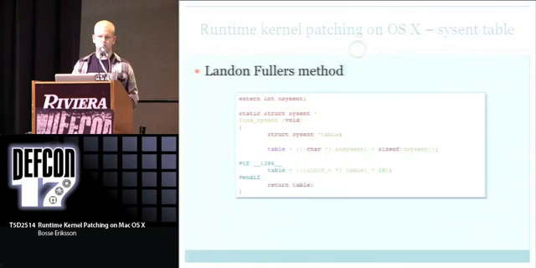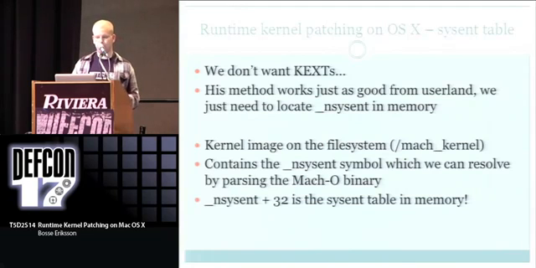I can mention that before 10.3 the sysent table was exported, so you could access it directly from a kernel extension, but it's not anymore, so you can't patch it directly. You need to locate it in memory. And that works pretty well for a kext, but as I said, we don't want to use a kext.